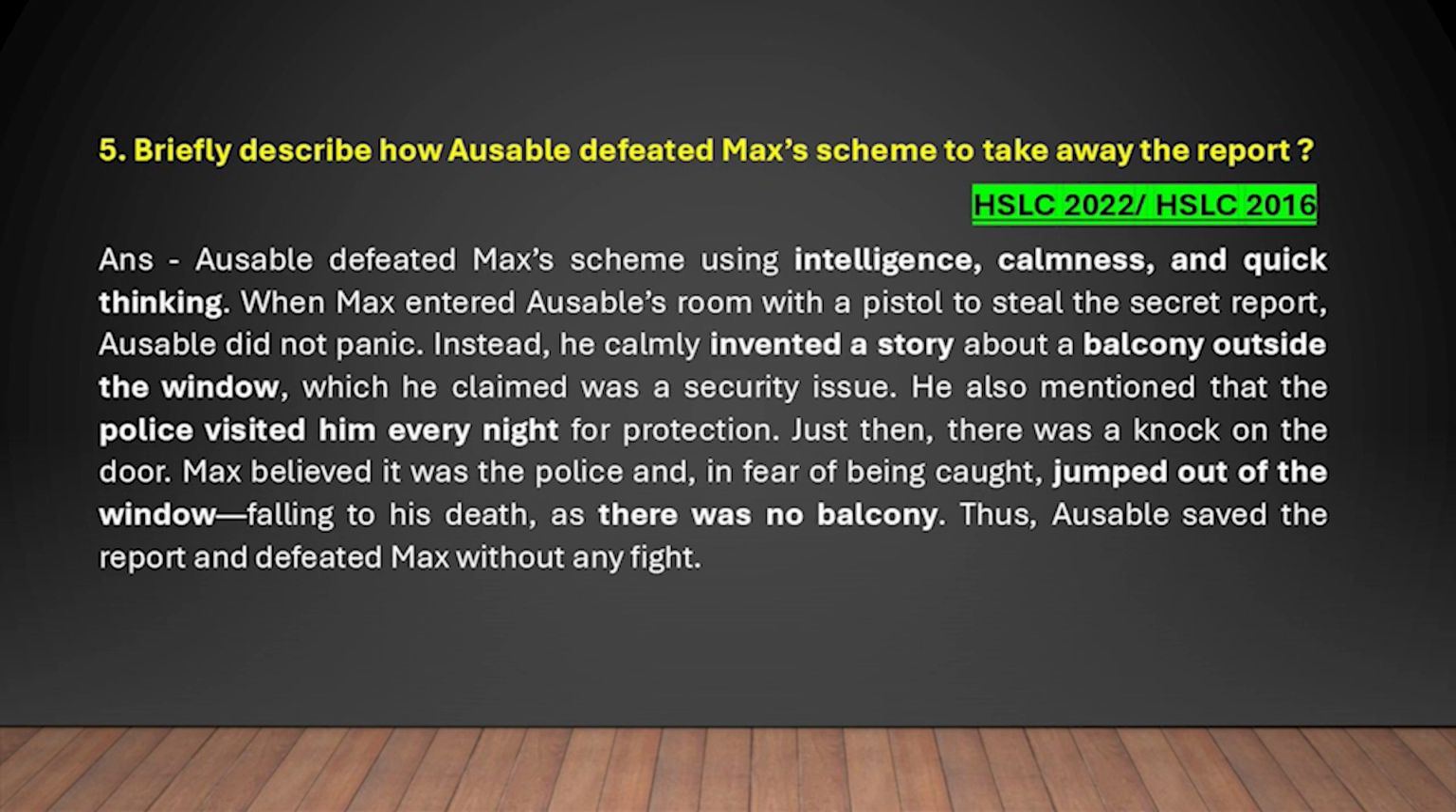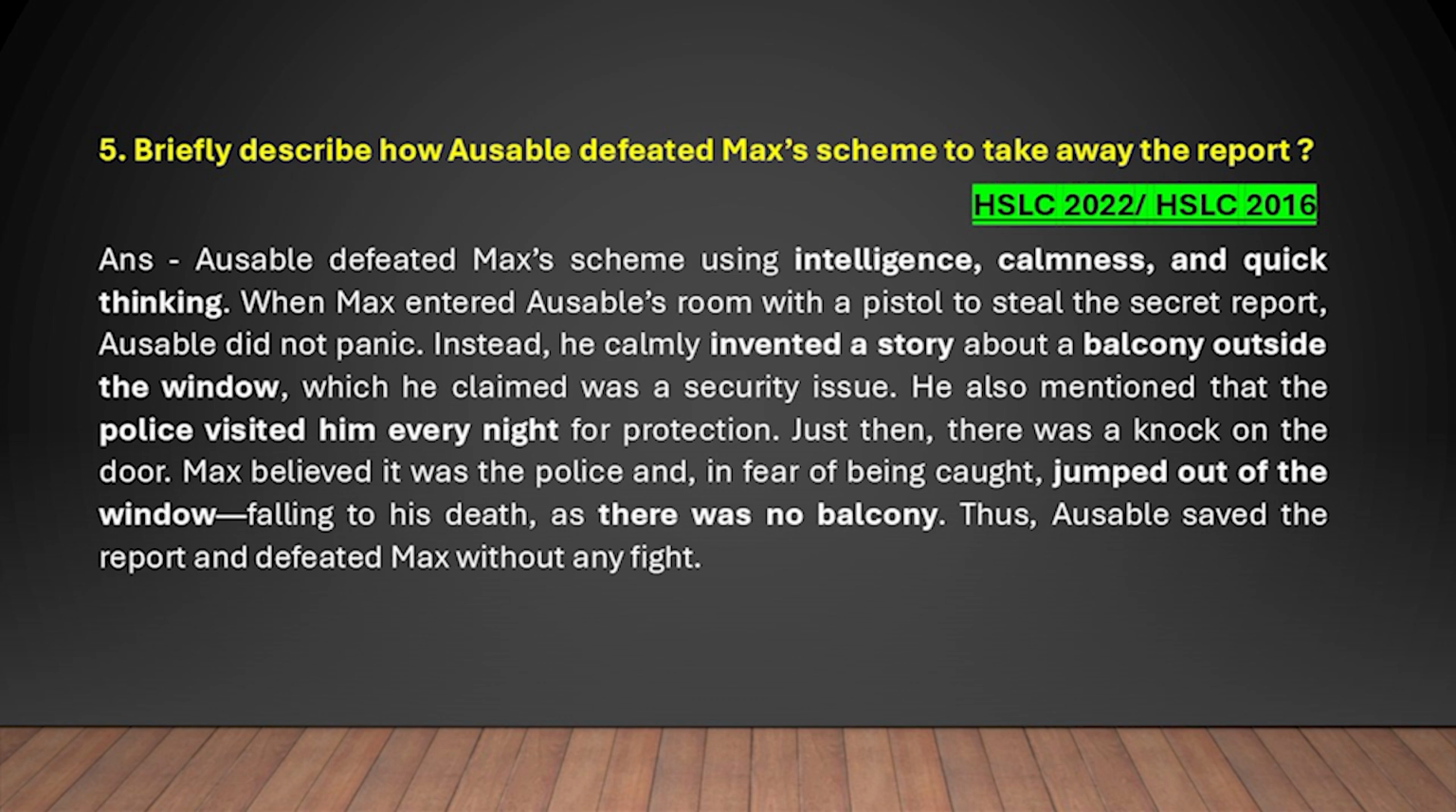5. Briefly describe how Ausable defeated Max's scheme to take away the report. HSLC 2022, HSLC 2016. Answer: Ausable defeated Max's scheme using intelligence, calmness, and quick thinking. When Max entered Ausable's room with a pistol to steal the secret report, Ausable did not panic. Instead, he calmly invented a story about a balcony outside the window, which he claimed was a security issue.